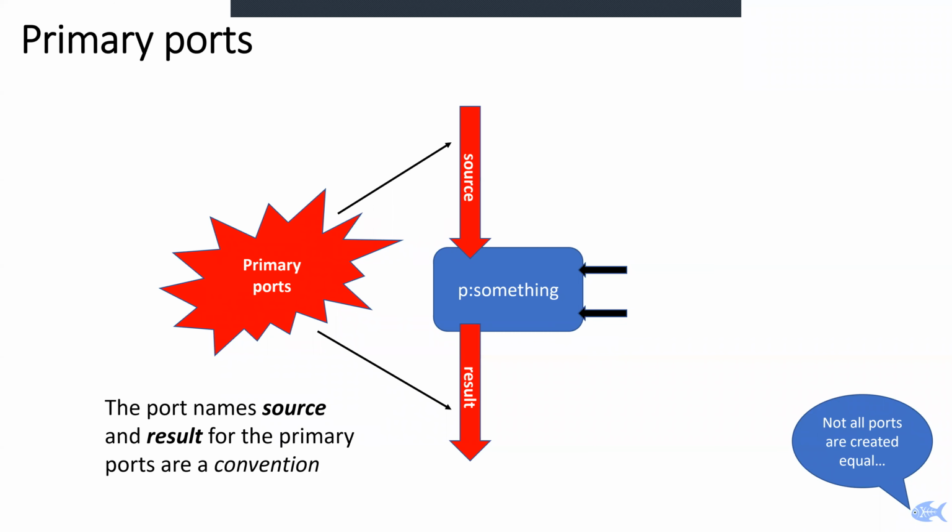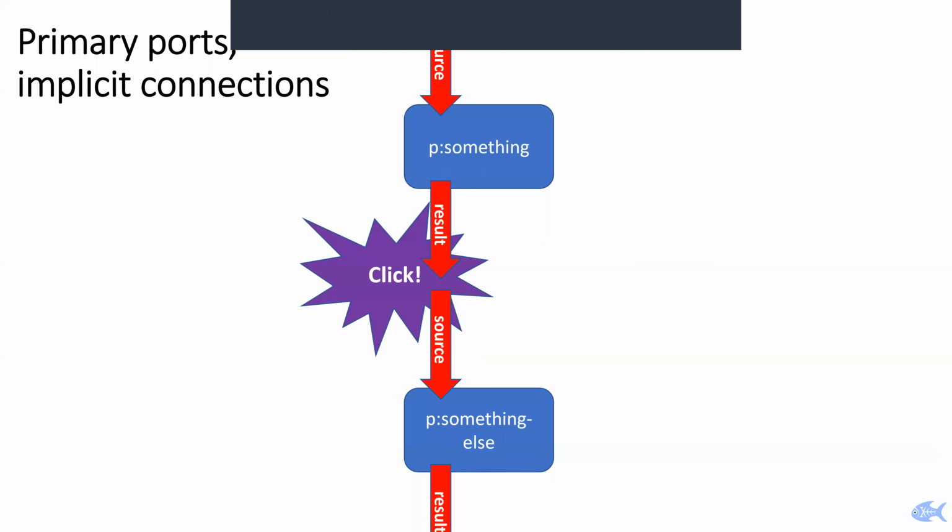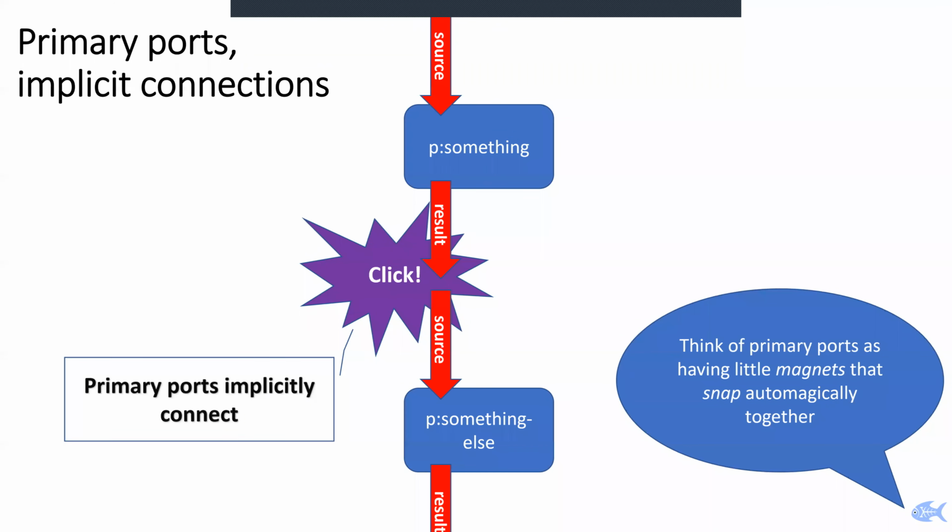So why are these ports important? Because if you have two steps with primary input ports and primary output ports, like this, what happens is that the primary output port automatically connects to the primary input port of the next step in the pipeline. So what you see happening here is that data flows very naturally from top to bottom through your pipeline without you having to do any explicit connection of ports. And that's nice because it makes your pipelines much shorter.